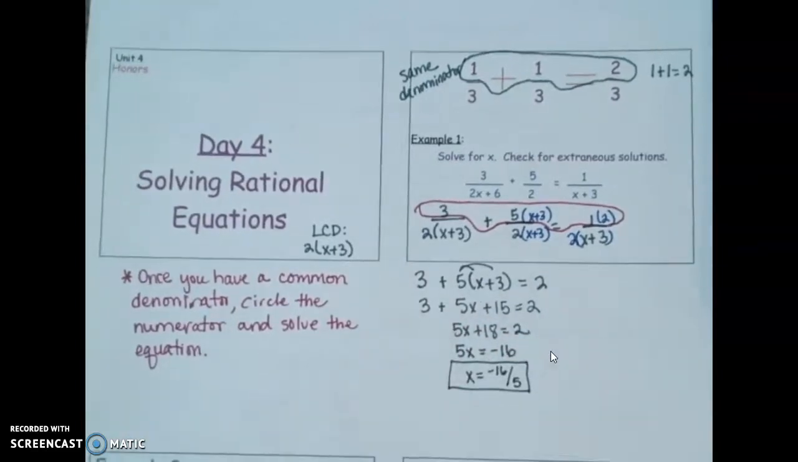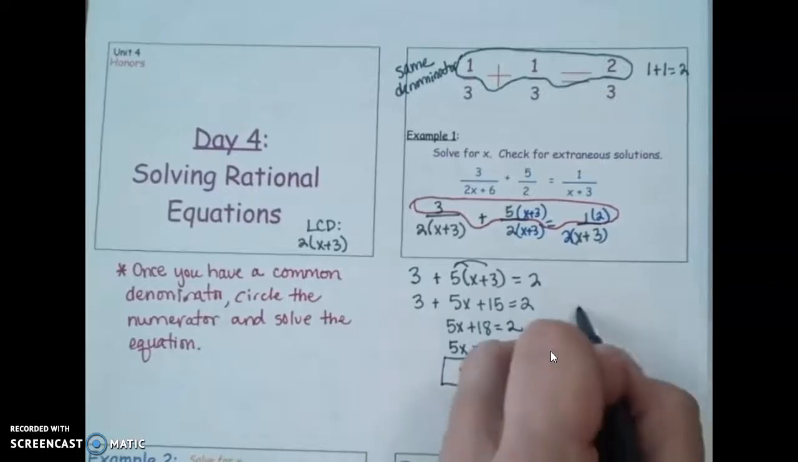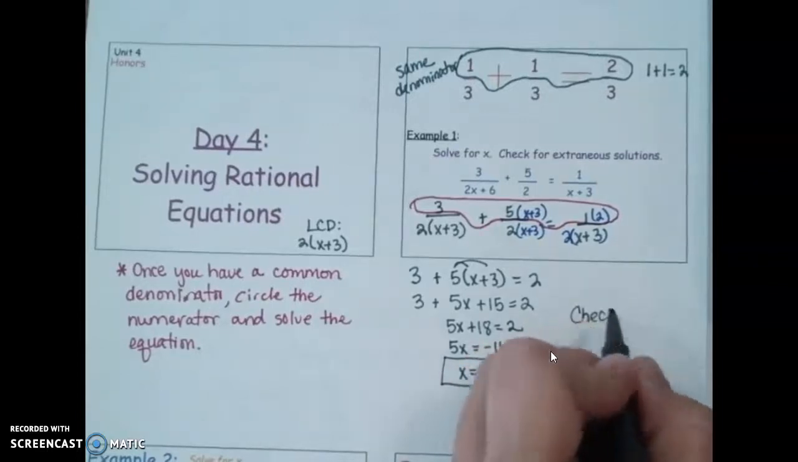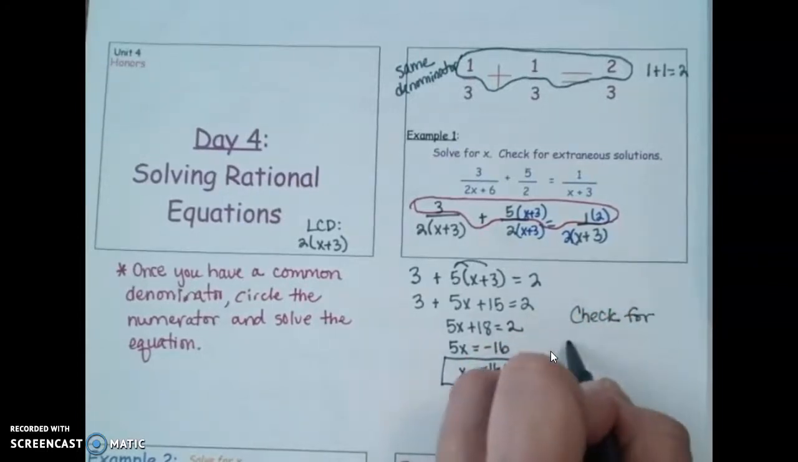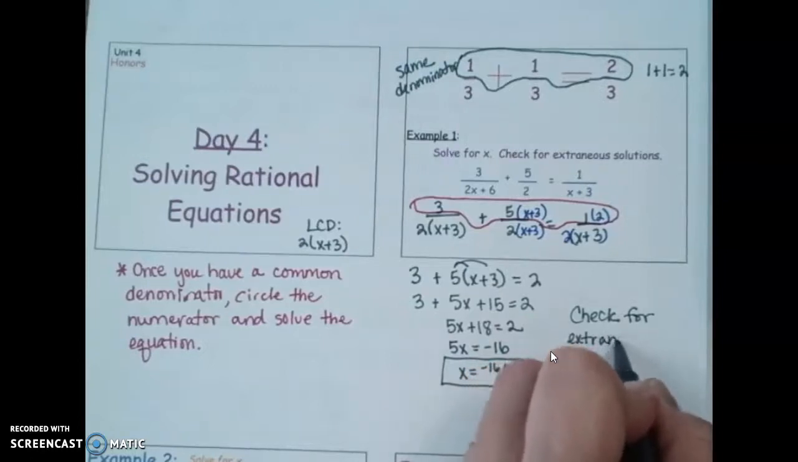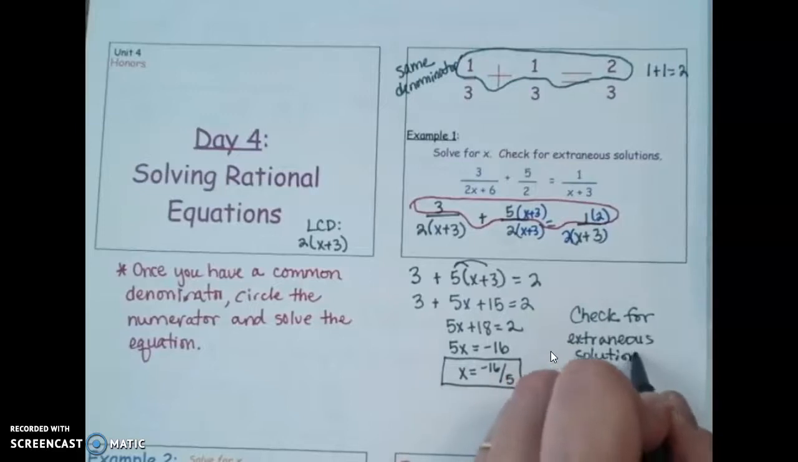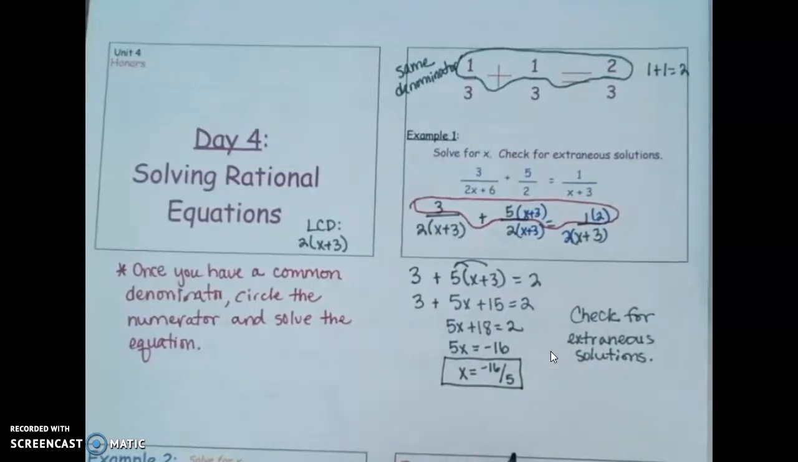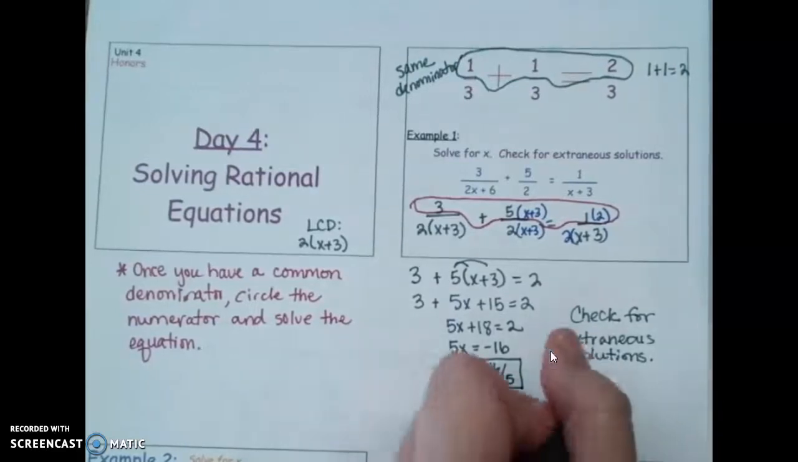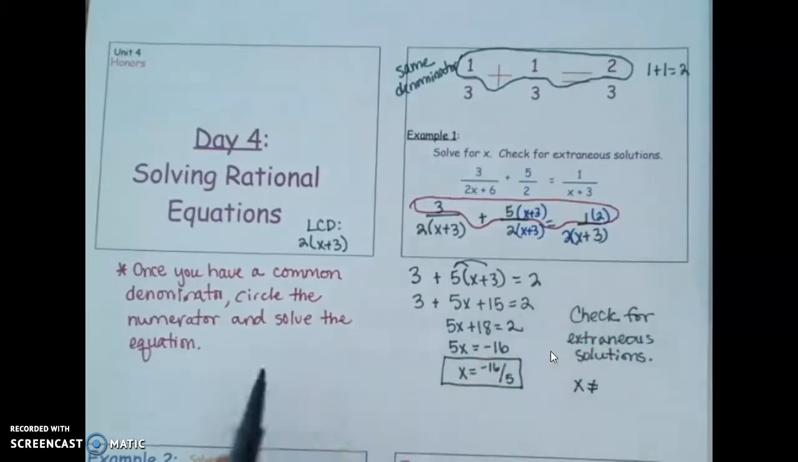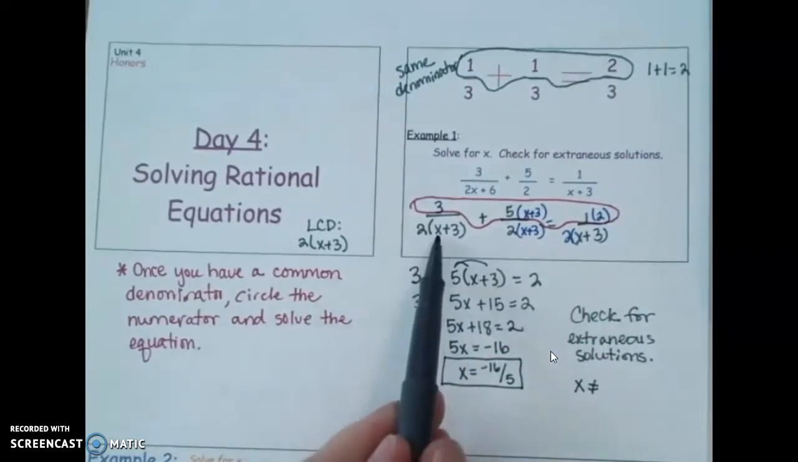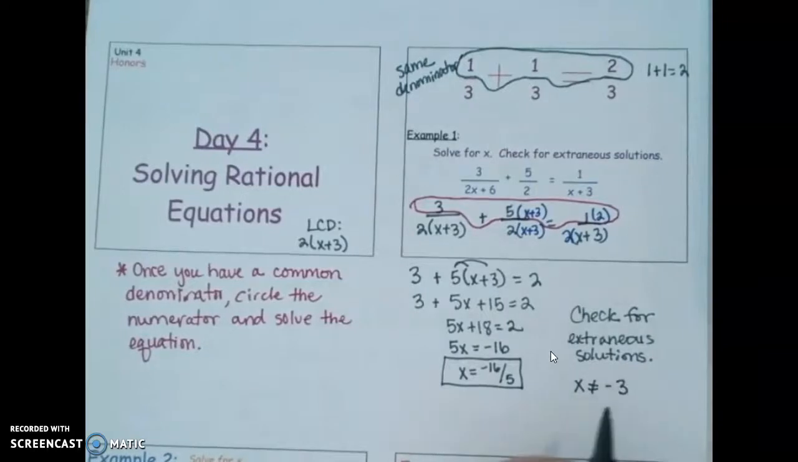You always have to check for extraneous solutions. And the way you're going to do that is by using your restrictions. So if you look, our restriction here would be x could not be negative 3. So as long as your answer is not your restriction, then it's not extraneous.